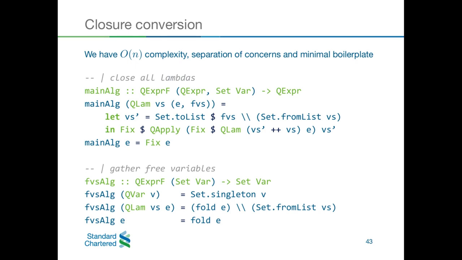And also we get the minimal boilerplate because we're able to, for example, use fold here. So set is a monoid, and we just need to consider the variable case and the lambda case, but then all other cases we can just use fold, and that's obviously because Q expr f is a functor, that works out. So we get order and complexity, separation of concerns, and minimal boilerplate.